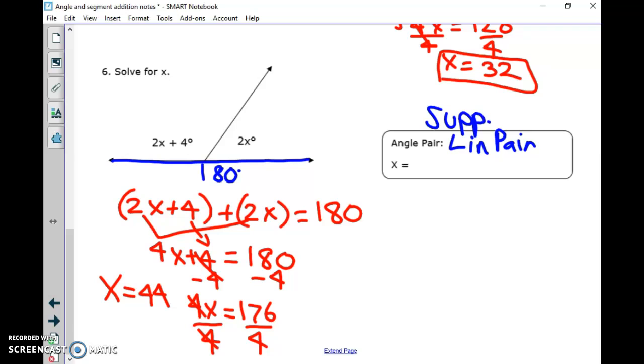Okay, so that's the notes on segment and angle addition. And we're going to knock out an assignment on that on Monday. Anything you did not finish on these notes or yesterday's assignment, you can finish today.